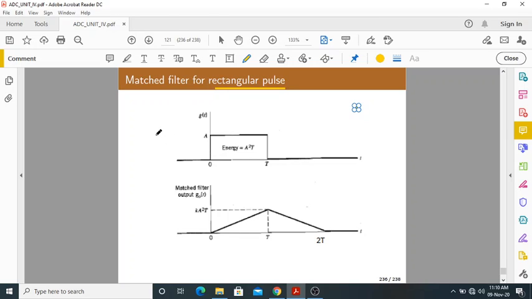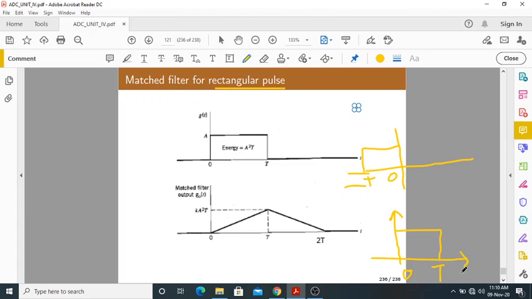What is this h of t? Can you find out? How to find h of t? First of all, we take a time reversal. So it is 0 to T becomes minus T to 0. That is the first step. Next we take a delayed version, delay by T seconds. Then what will happen? Again 0 to capital T. Same.